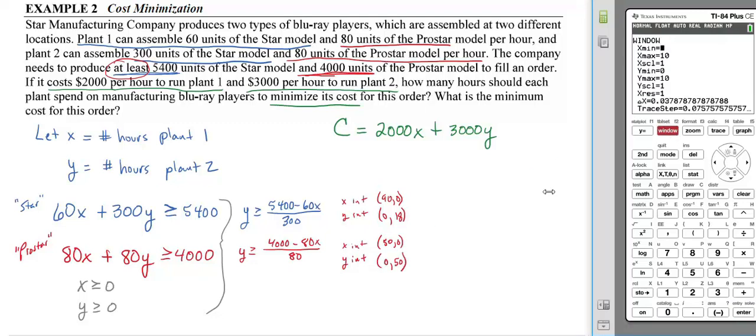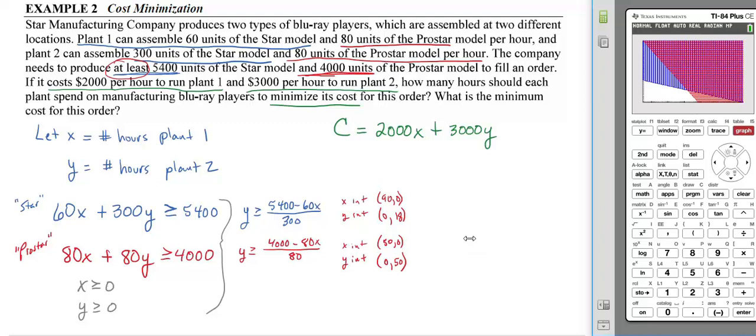Okay, now how do you use this on your window? Well, we know that the x-min and the y-min are both going to be 0 because of these constraints here. The biggest x that I see is a 90, so we can put a 90 there. And the biggest y value that we see is 50. So we can put a 50 for the y max and graph. And you'll get a nice view of that region.